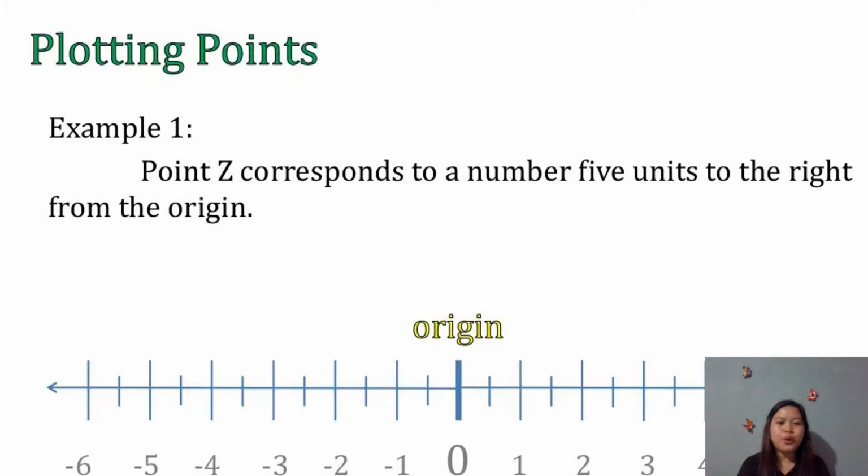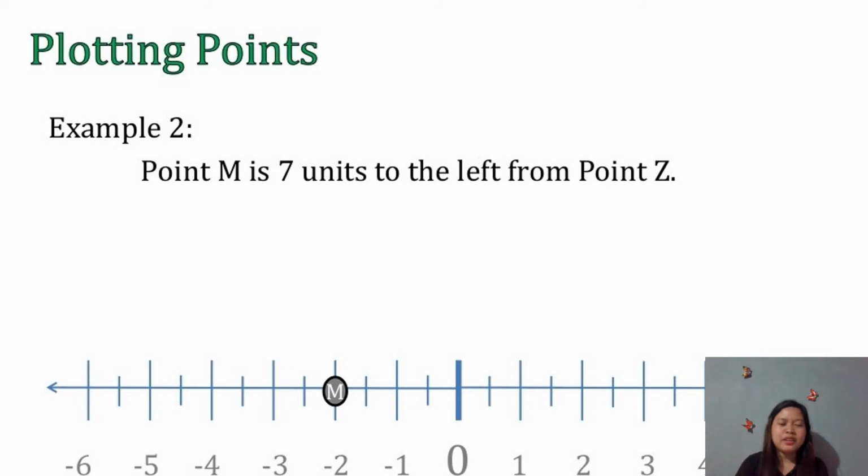So example number 1, point Z corresponds to a number 5 units to the right from the origin. So data 3, 1, 2, 3, 4, and 5. So we mark 5 there. And of course, we have there, point M is 7 units to the left from point Z. So which means to the left, no? 7 units to the left from point Z. So dari raman si point Z diri, so magbilang ng tanang 7 units to the left. So 1, 2, 3, 4, 5, 6, and 7. So manang diri sa negative 2 si point M nato.